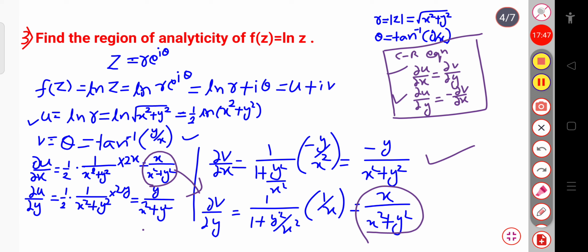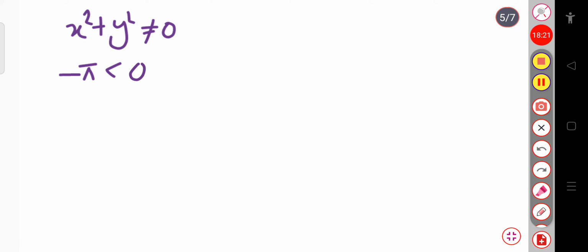But here you can see that the Cauchy-Riemann equations will be satisfied, but the condition is on the x² + y² term: it must not be equal to 0. So the condition is that x² + y² should not be equal to 0. The Cauchy-Riemann condition is satisfied, but x² + y² should not be equal to 0, and theta should be defined within the interval minus pi to plus pi. Okay, these are the two conditions.